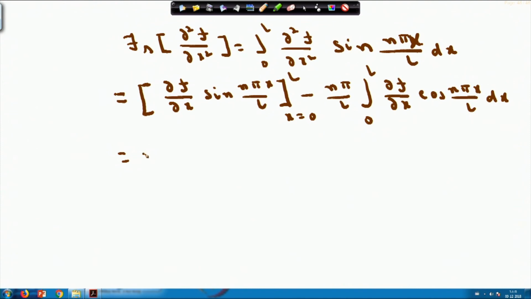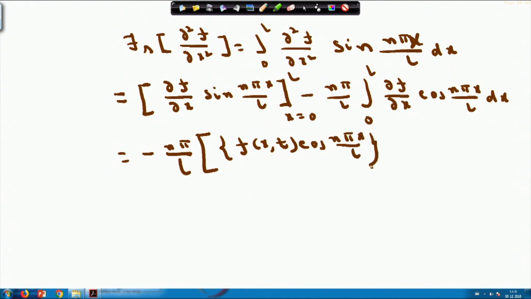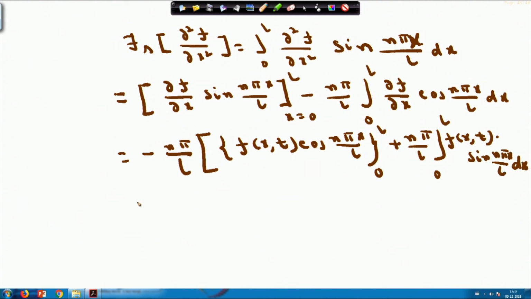So this part will be minus nπ/L, and again I use integration by parts. If I use integration by parts, minus nπ/L will be coming here, f(x,t) into cos(nπx/L), with limiting values from 0 to L, plus nπ/L into the integral from 0 to L of f(x,t) into sin(nπx/L) into dx. And this minus nπ/L I can take common over here.